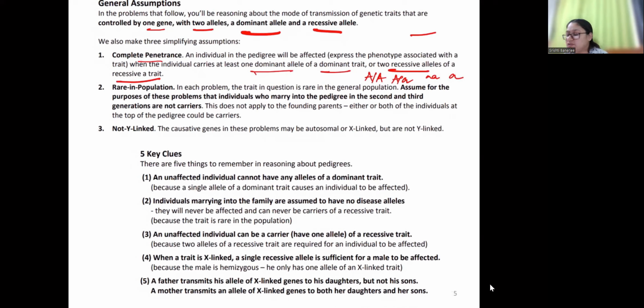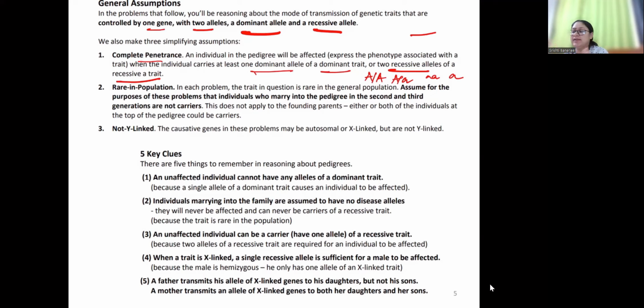Now, rare in population. In each problem that you're given, the trait in question is rare in the general population. So these are rare diseases. It's not like it happens rampantly among everybody. So we have to assume that the individuals who marry into the pedigree in the second or third generations are not carriers. Most of the time, the offspring of the first generation are getting married to people from outside, so we initially assume that these are unaffected and also not carriers.